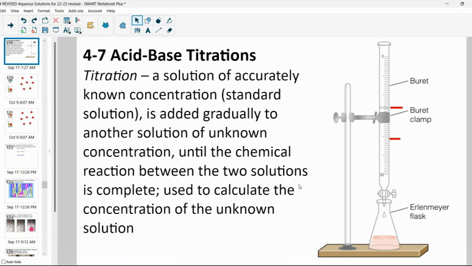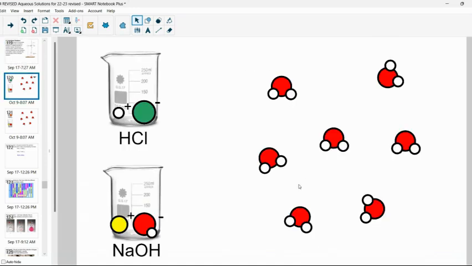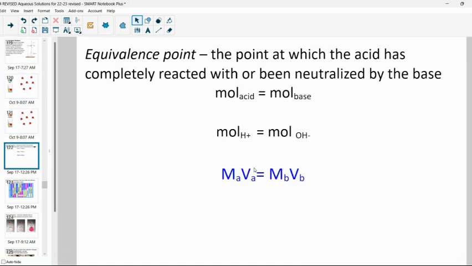The type of chemical reaction we have is an acid-base neutralization. So at the equivalence point, that's when the amount of acid equals the amount of base in my solution, and they've neutralized each other. We could think of that as moles of acid equals moles of base. More accurately, it's moles of H+ equals moles of OH-. Moles of the hydrogen equal the moles of the hydroxide.